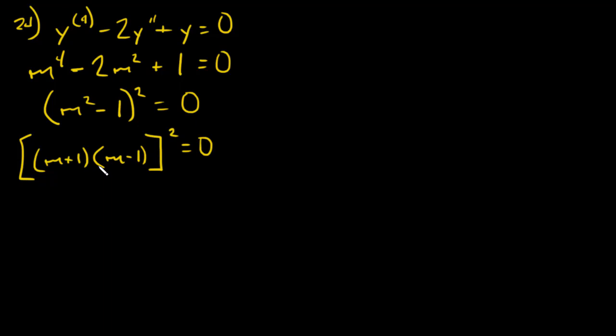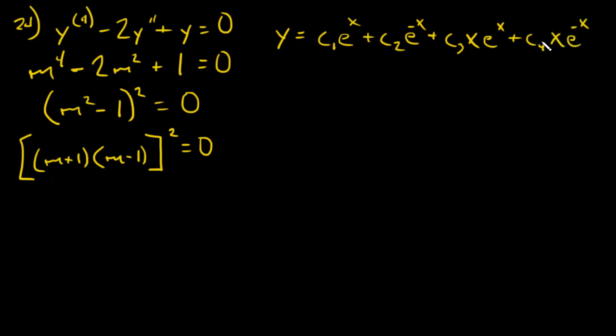So I'm going to get these two solutions repeated. So my answer is going to be y equals, I'm going to have my c1 e to the x plus c2 e to the negative x plus c3 x e to the x plus c4 x e to the negative x. Just like that. Not bad at all.